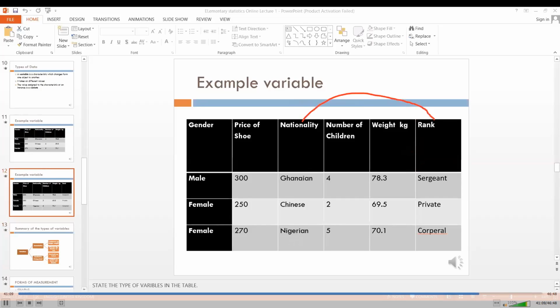When it comes to nationality, we have Ghanaian, Chinese, Nigerian. You cannot classify a Chinese as being more important than Nigerian, or Nigerian being more important than Ghanaian, okay? We are all humans, so there is no distinguishing difference in there. The same way when we come to gender, you cannot say male is higher than female or female is higher than male, okay? So nationality and gender appear to belong to one class.